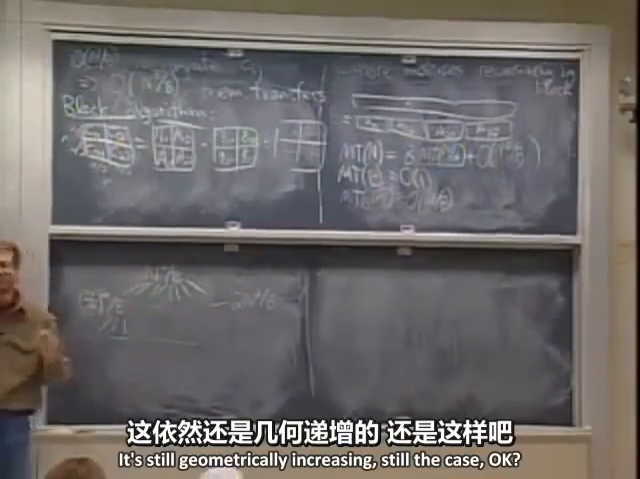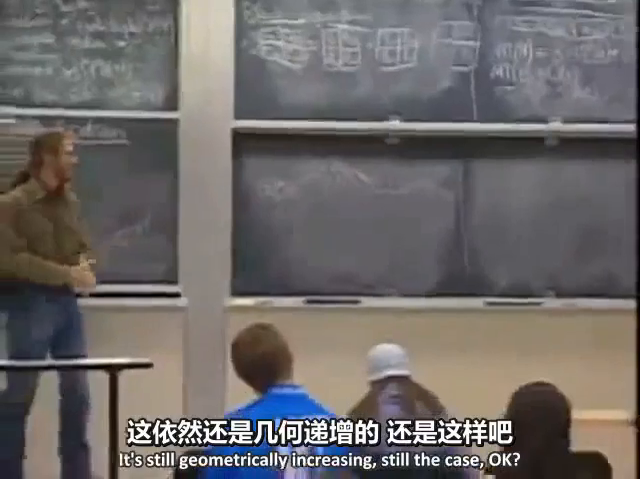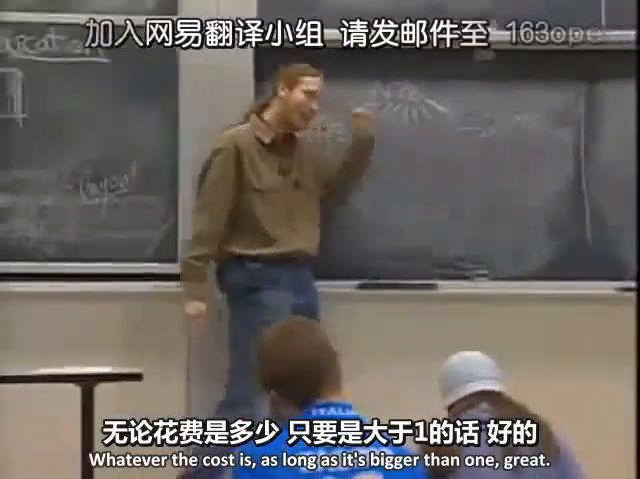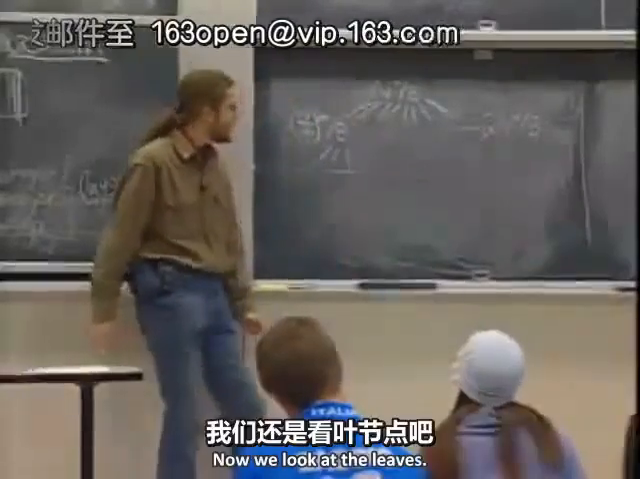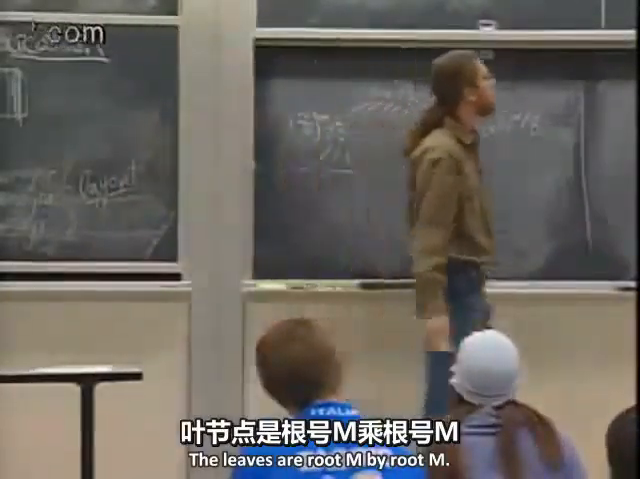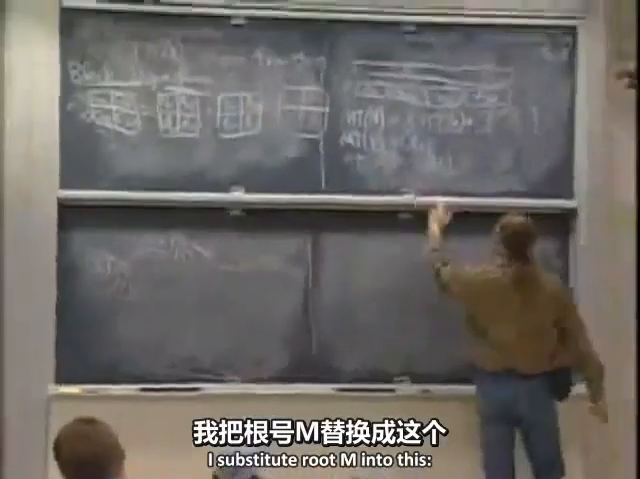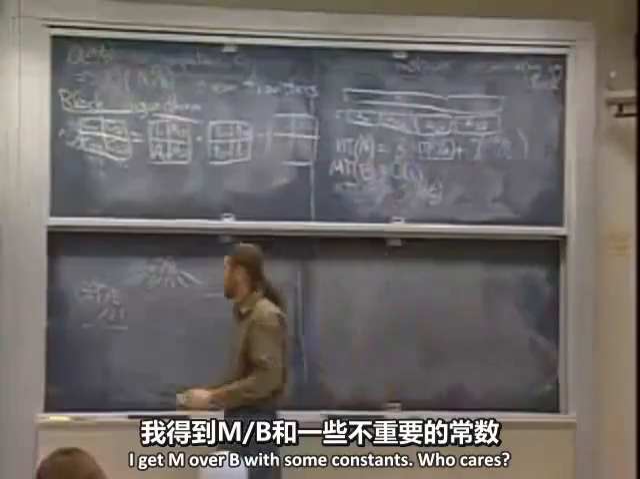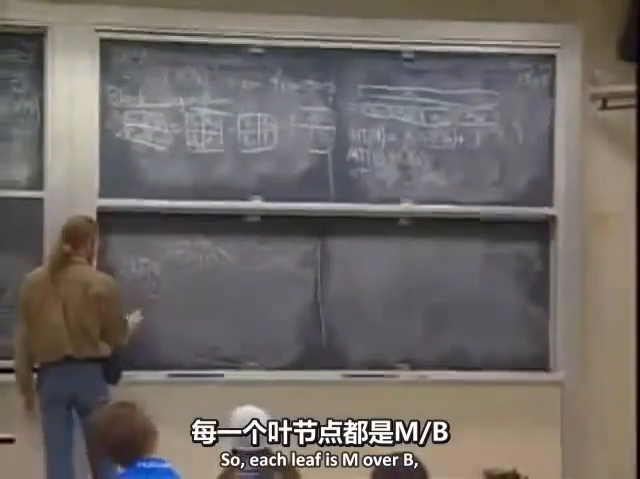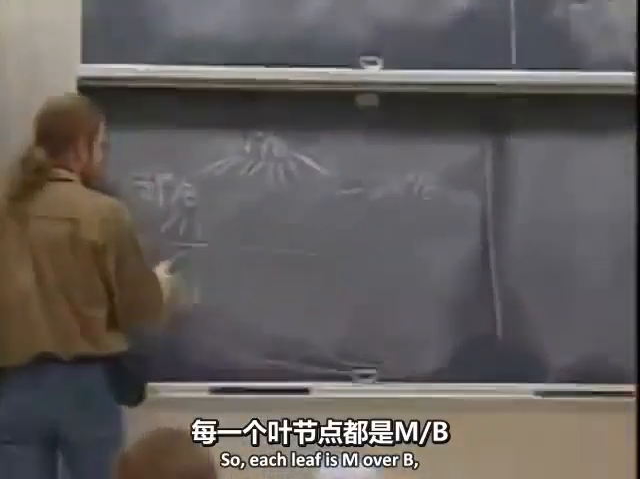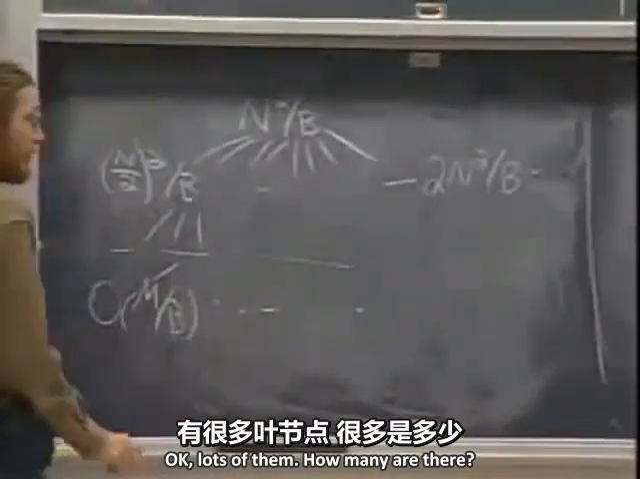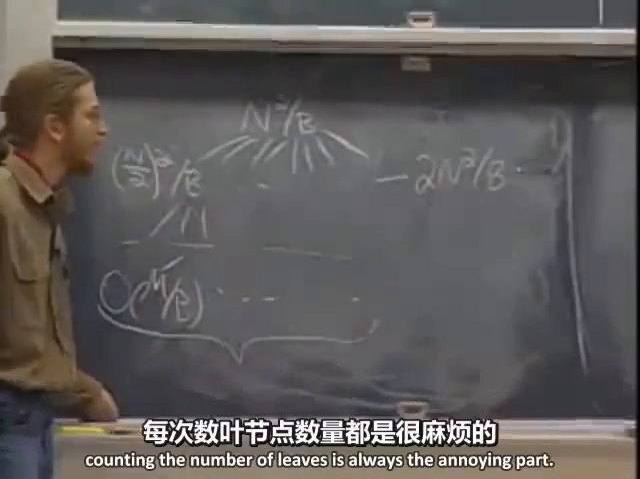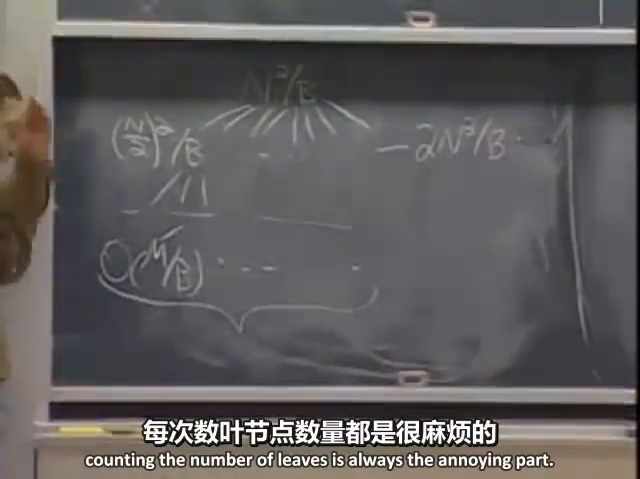It's still geometrically increasing, still the case. But now it actually doesn't matter. Whatever the constant is, as long as it's bigger than 1, great. Now we look at the leaves. The leaves are root m by root m. I substitute root m into this, I get m over b. Some constants, who cares? So each leaf is m over b. Okay, lots of them. How many are there? If you deal with recursion trees, counting the number of leaves is always the annoying part.